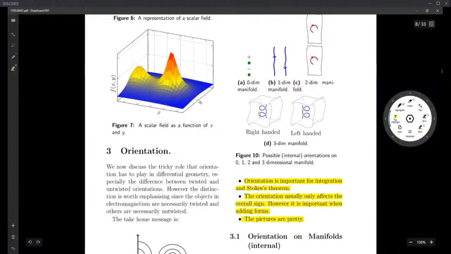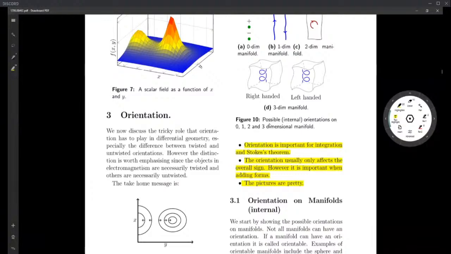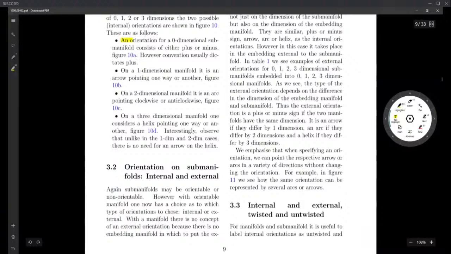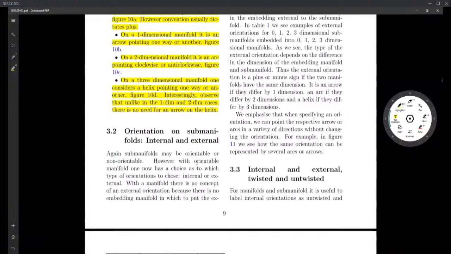You can see in this diagram that you don't really need an arrow to represent this, and you could just look at it and infer that this is a way to represent an oriented three-dimensional manifold. Okay. So just like I said, you have a plus or minus, conventionally a plus. You have an arrow pointing one way or the other. You have an arc pointing clockwise or anti-clockwise. On a three-dimensional manifold, you'll have a helix pointing one way or another. And just like I said earlier, unlike in the one-dimensional and two-dimensional cases, you don't need an arrow for a helix. So next, we have orientation on submanifolds.